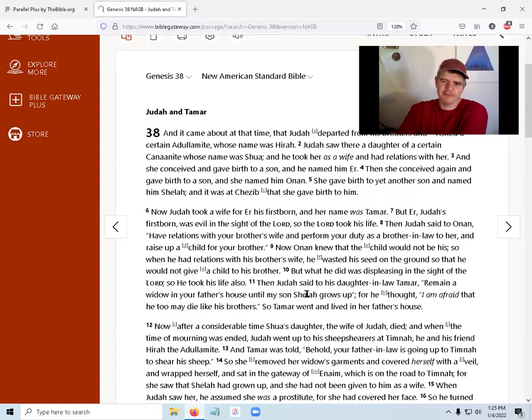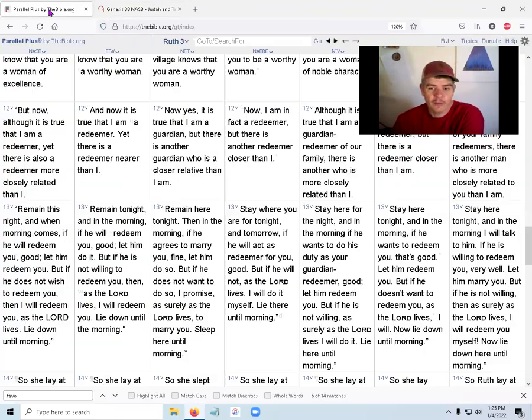He's not going to stop taking care of her. Just like Naomi was like, should I not find security for you and a husband? Okay. So Naomi is doing a much better job than Ruth. All right. But now, although it is true that I am a redeemer, I can marry you. Yet there is also a redeemer more closely related than I. So in order to follow the law of Moses, got to wait for that redeemer.